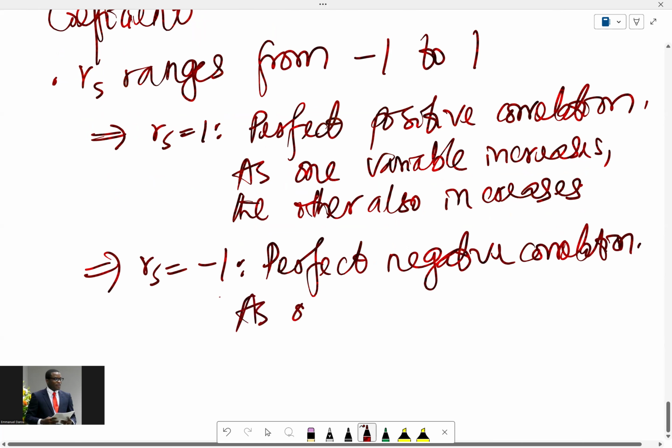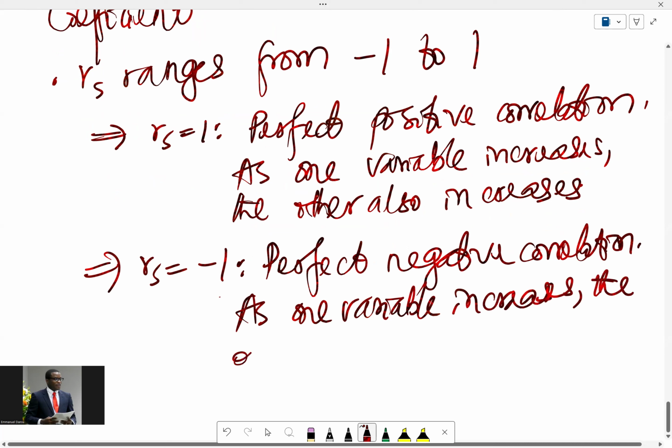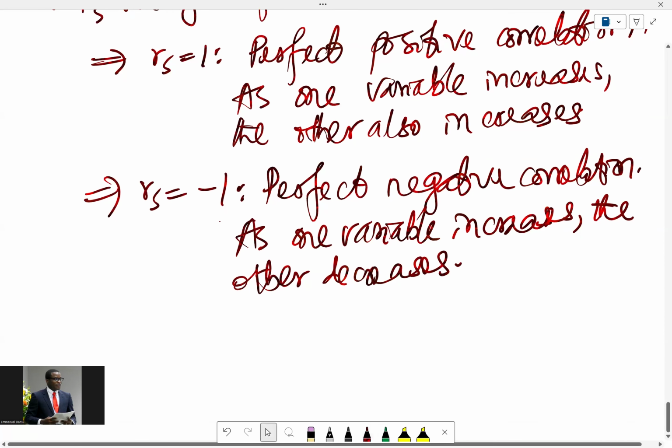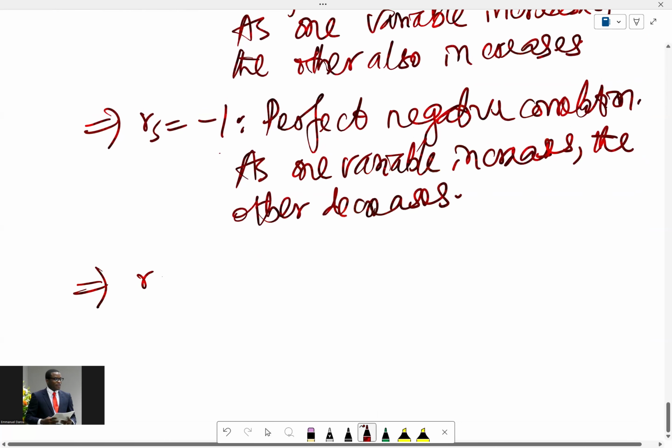So as one variable increases, the other decreases. And lastly, R is equal to 0. So in that case, no correlation.